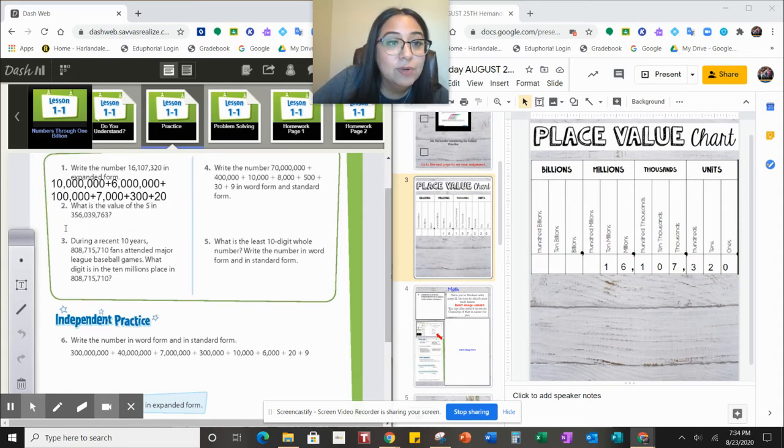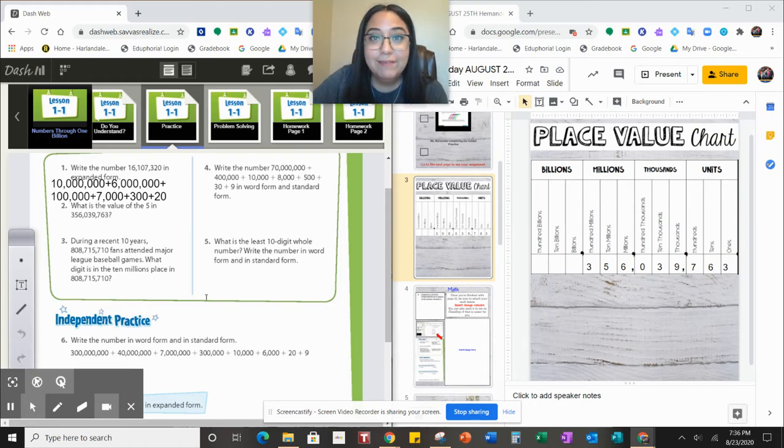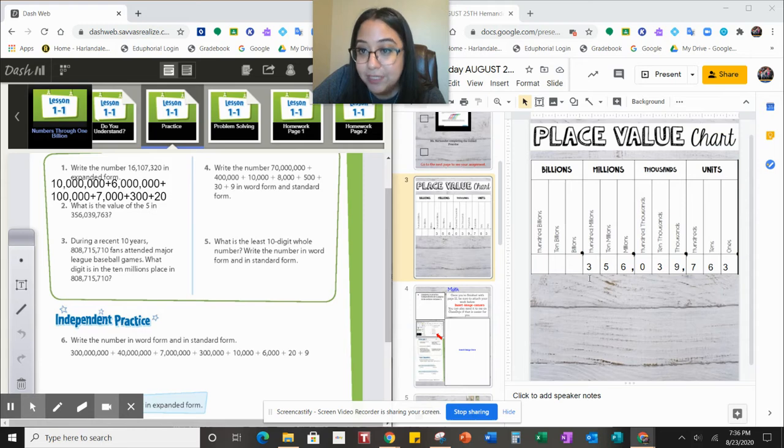Here, the next one says, what is the value of the 5 in, and then it has that big number. So I'm going to go ahead and transfer that number into my place value chart to help me out. Okay, so now I have that number here in my place value chart ready to go. So now it's going to help me to say that number out loud. So again, I just group them by their period. So this number here, a 3, 5, and a 6 is 356. But it's in the millions period, so I have to say the millions.